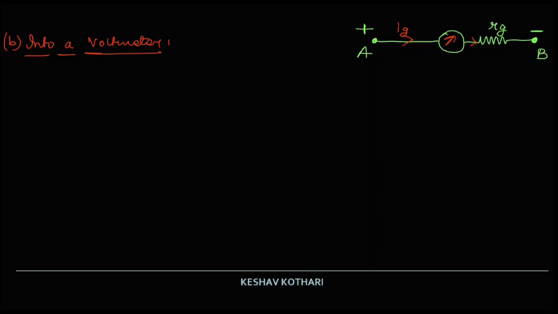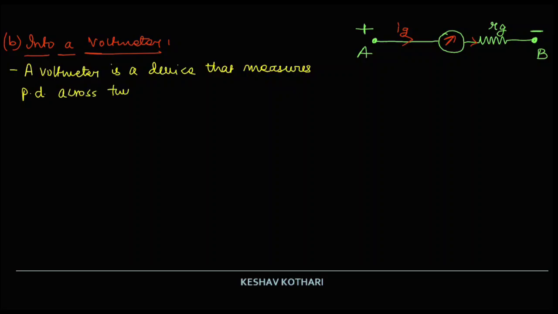So now in order to make the galvanometer into a voltmeter, the first thing which I am writing over here is that a voltmeter is a device that measures potential difference across 2 points in a circuit.